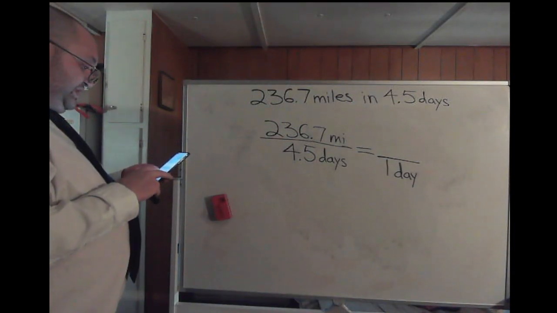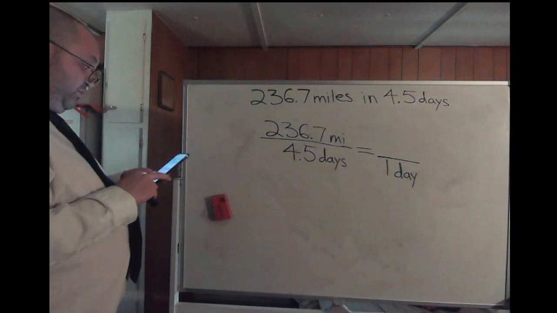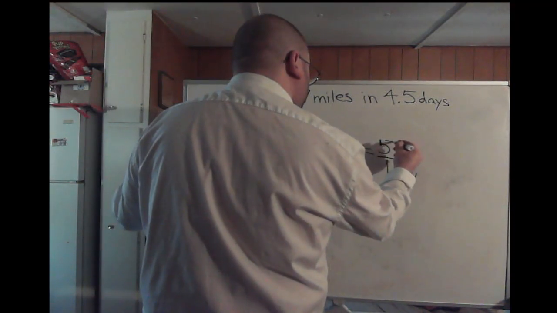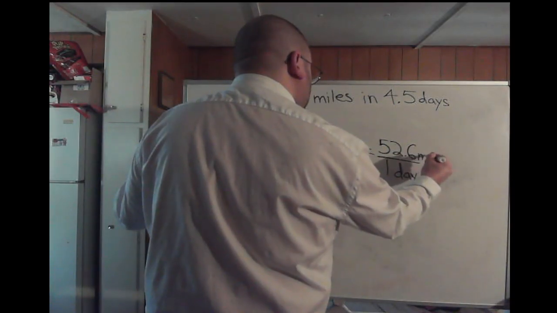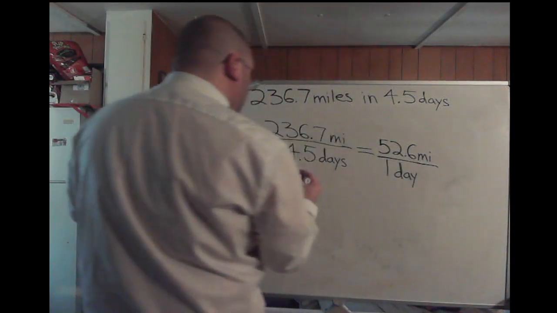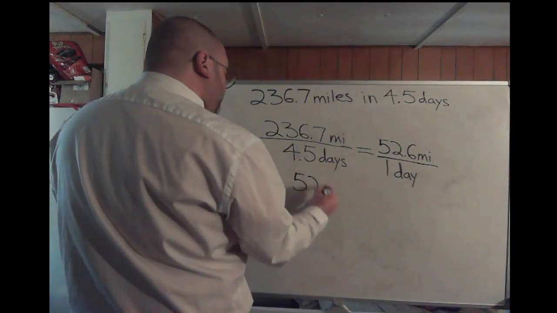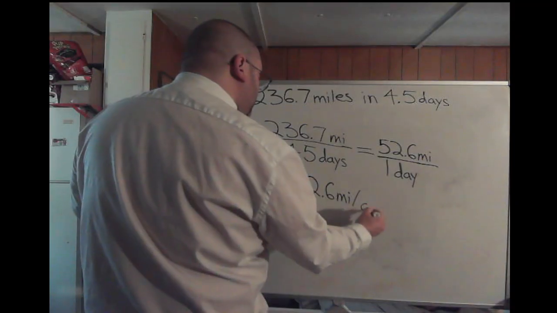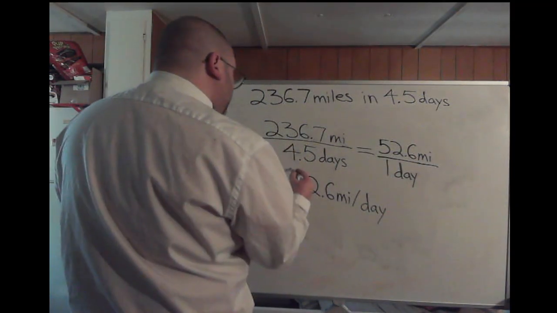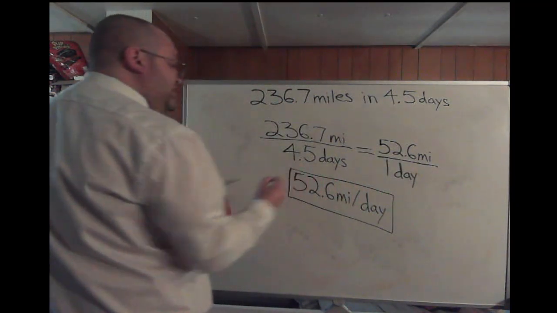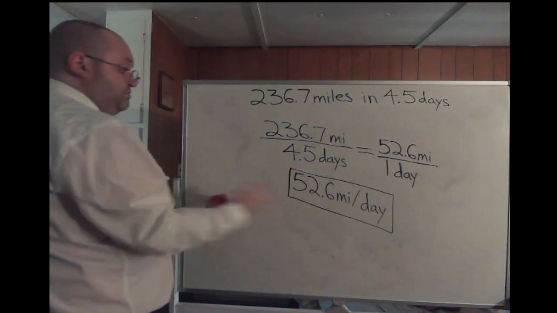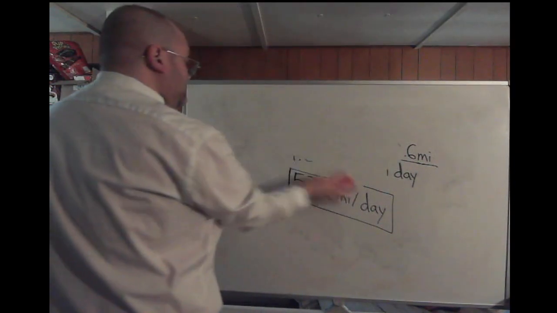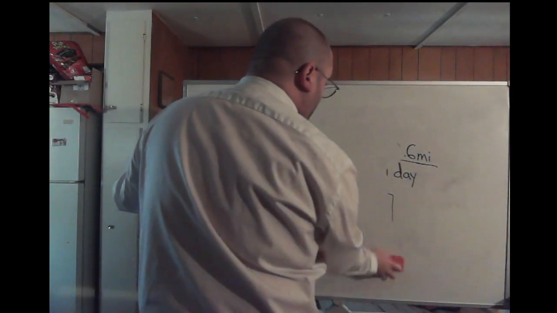So 236.7 divided by 4.5, that's exactly 52.6 miles in a day. So whatever this is, it's moving at a rate of 52.6 miles per day. Can't be a car, that'd be the slowest car I ever saw. So that's your unit rate, 52.6 miles per day. That'd have to be maybe on a horse and buggy.